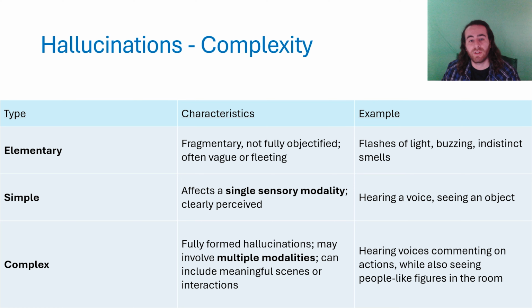Hallucinations can be classified as elementary if perceptions are fragmentary and not fully objectified. For example, random noises and flashes of light. Simple hallucinations affect a single sensory modality. On this level, we're dealing with full-on objectified perceptions, like voices and objects. Complex hallucinations involve multiple sensory modalities and they are richer in content. They may form meaningful narrations, follow a specific plot, and so on.